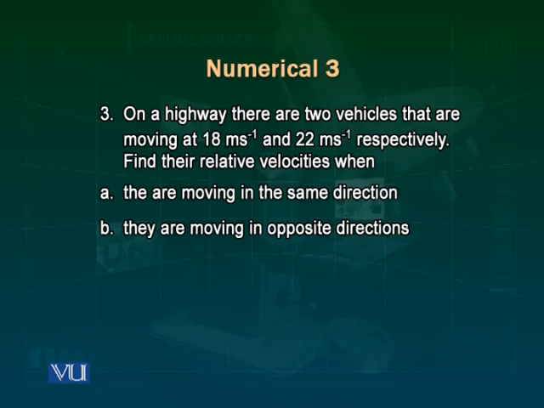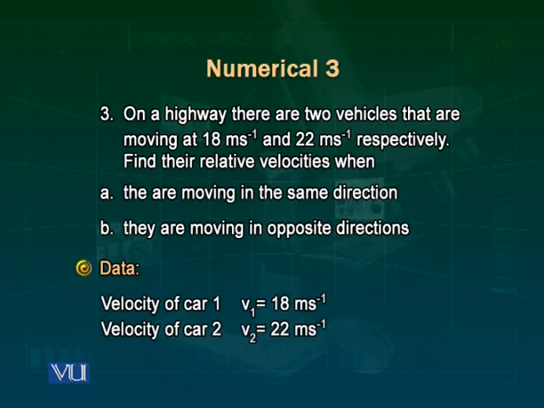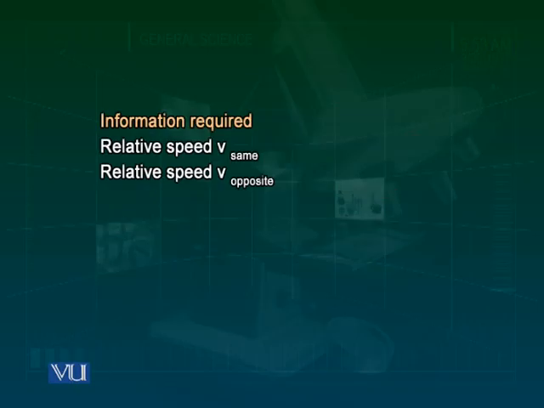Now, when we are looking at this, what is the information which we already have? We have the velocity of car 1, which is 18 meters per second, and the velocity of car 2, which is 22 meters per second. And we have to find the relative speed when the cars are either approaching or separating. Now, do we have a relationship?